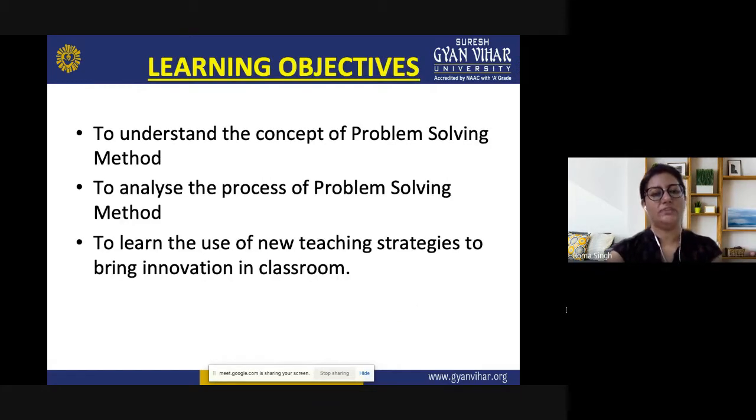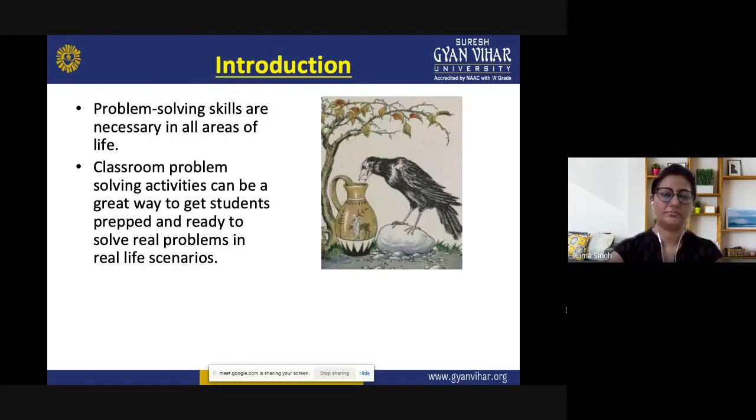So the learning objectives for today's class is to understand the concept of problem solving method, to analyze the process which is involved in the problem solving method, and also the student teachers will be able to learn the use of new teaching strategies so that they can bring innovation in their classrooms.